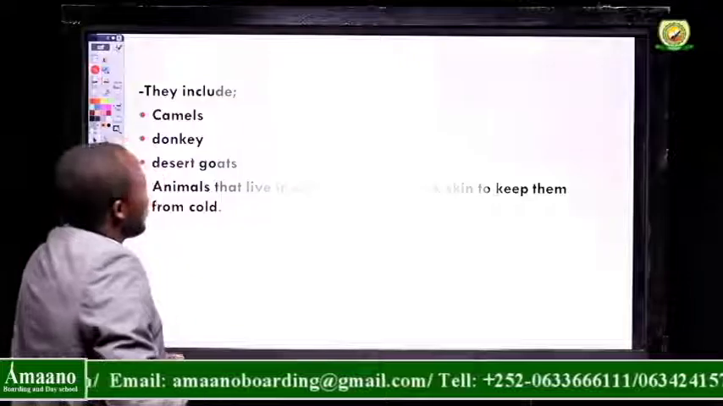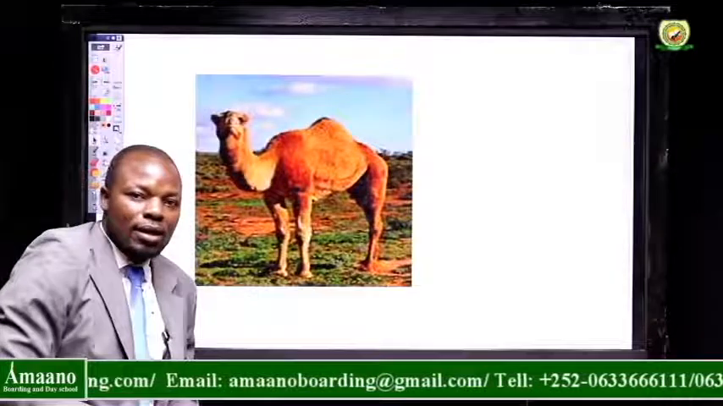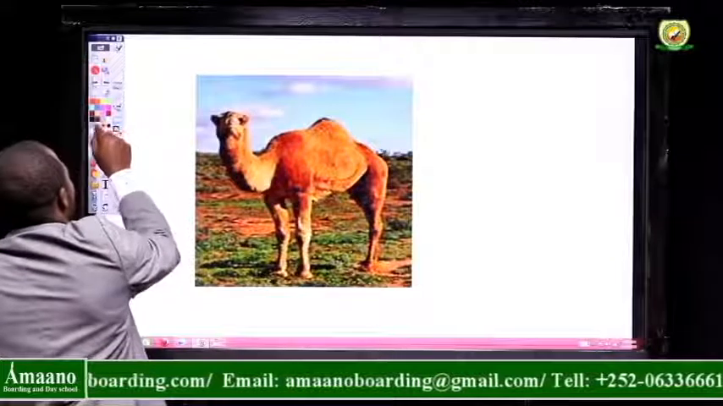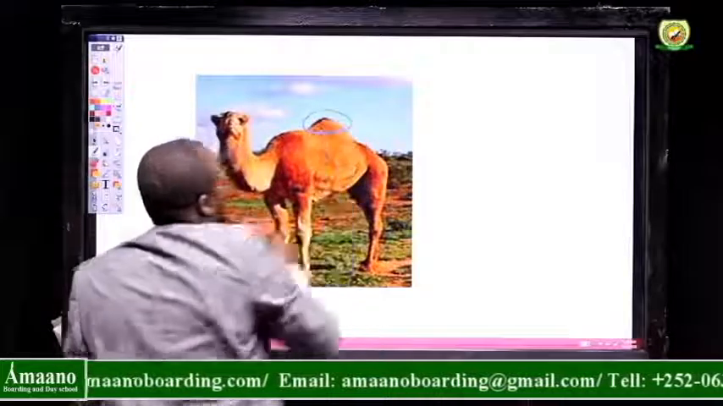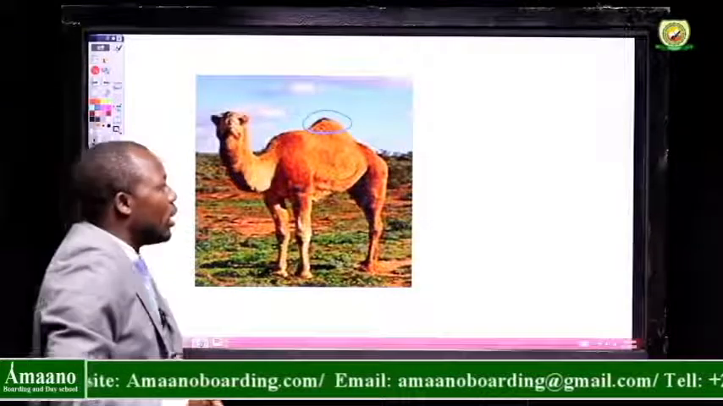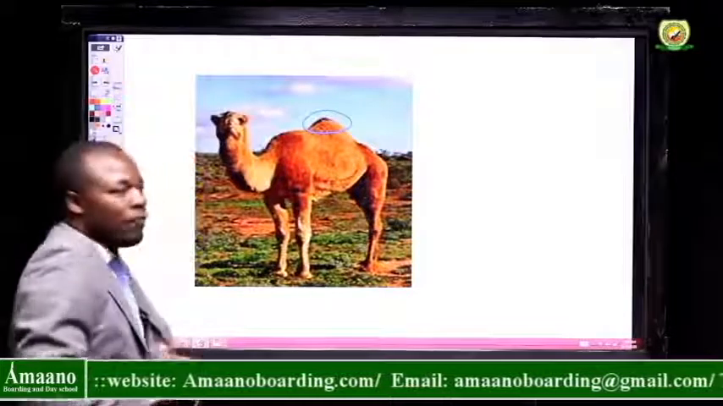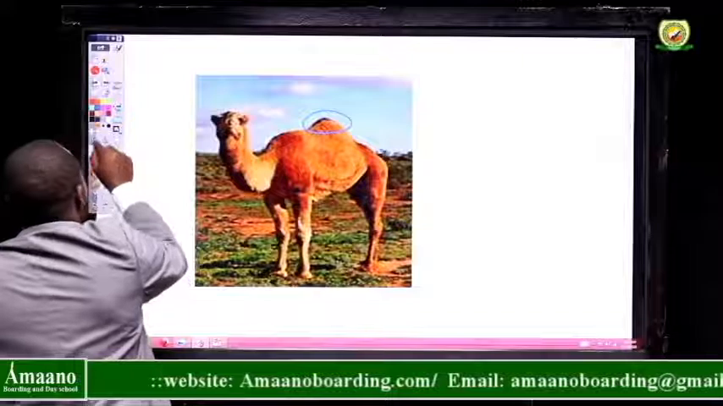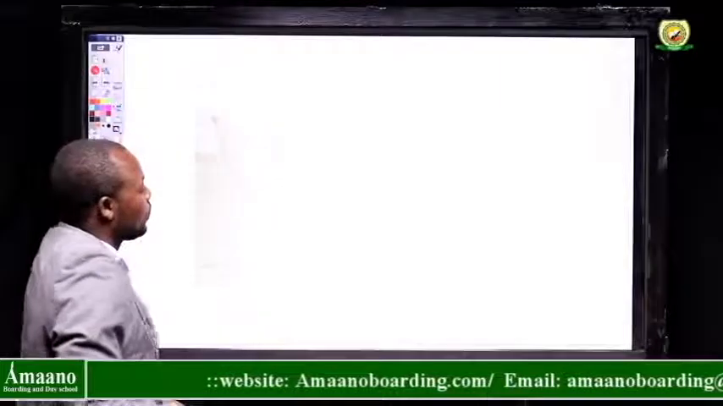Now, just moving forward, we also can look at a camel. Most of you know it. This is actually a camel. And a feature on a camel that enables it to survive very well in a desert is, you can see here, the hump. This hump actually helps the camel to store a lot of water that can be converted into fat and into energy later for use if there is no water at all.